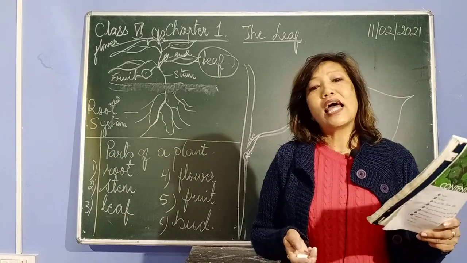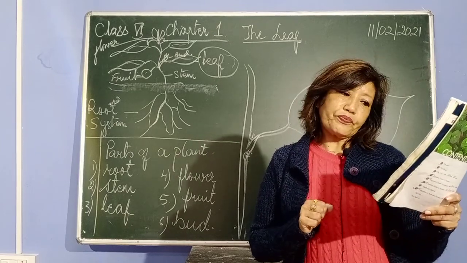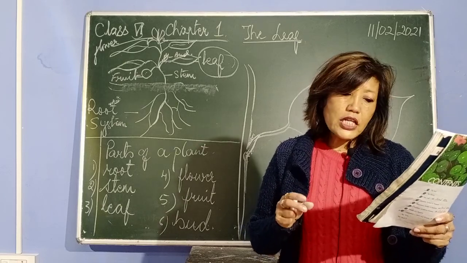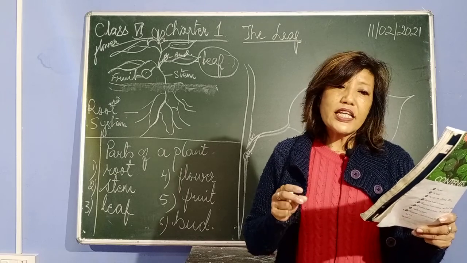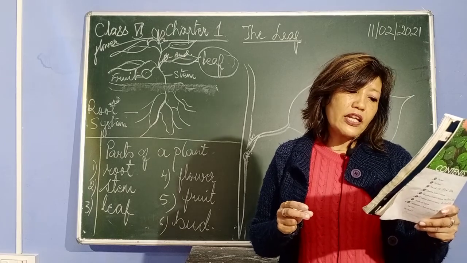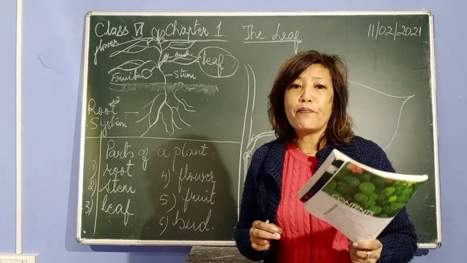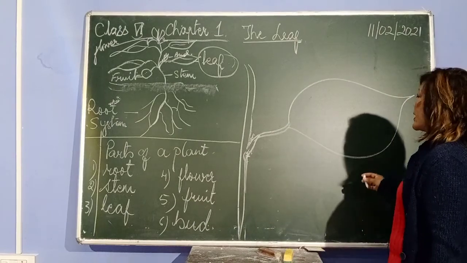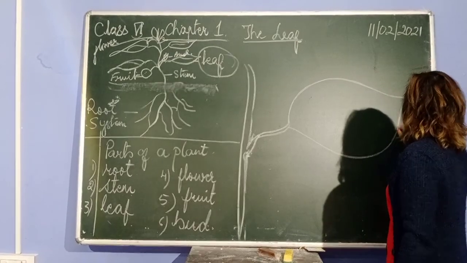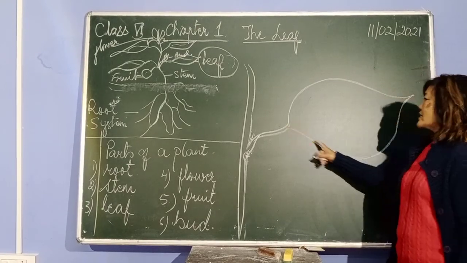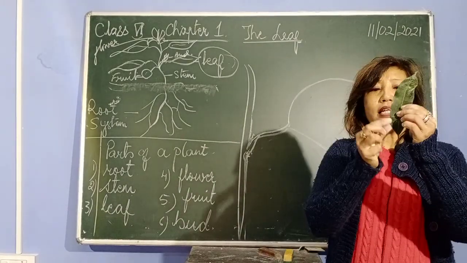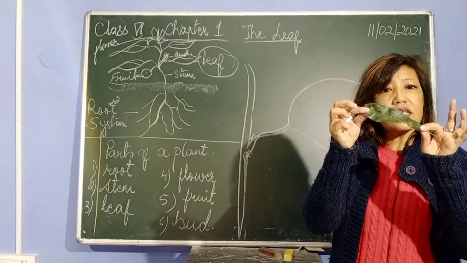The first one is lamina or leaf blade. This is the thin, flat, extended part of a leaf. It is mostly green in color. The edge of the leaf blade is known as the margin of the leaf, and the tip of the leaf blade is called the leaf apex. So what is lamina? It is the flat, thin, green extended part of a leaf. This whole flat extended green part, this is the lamina.